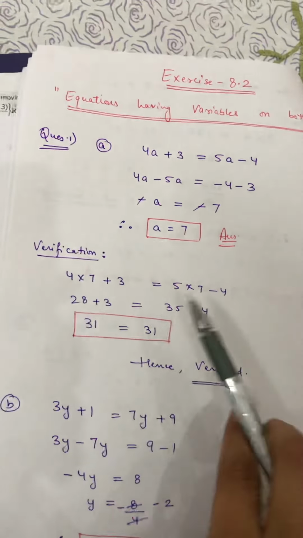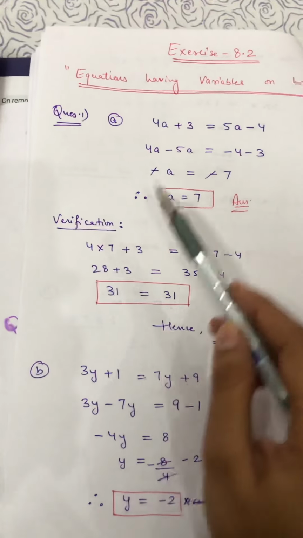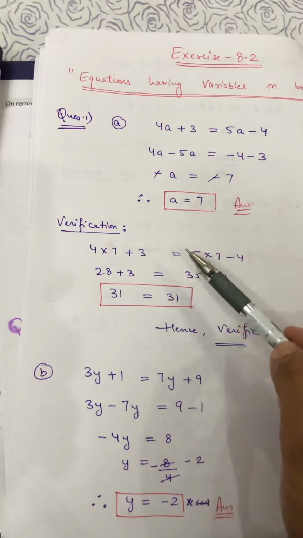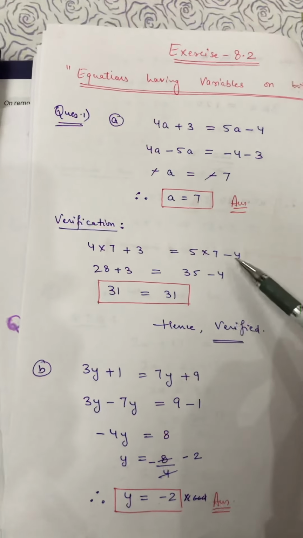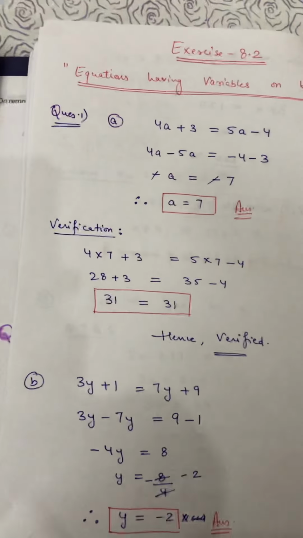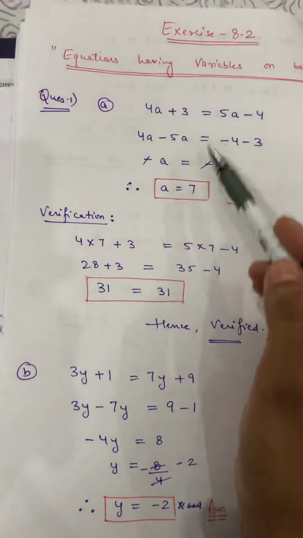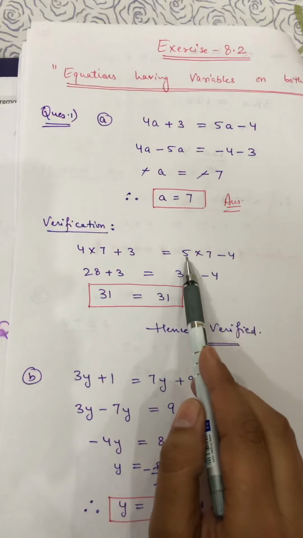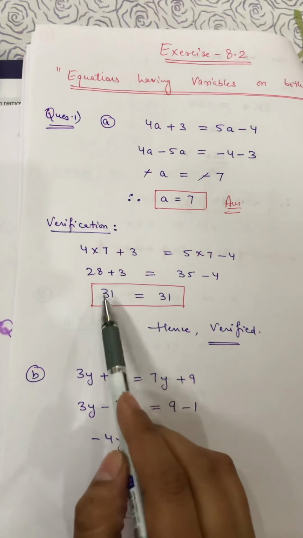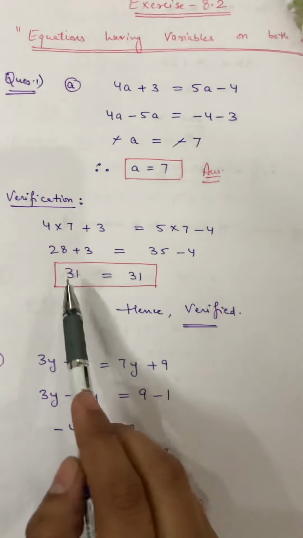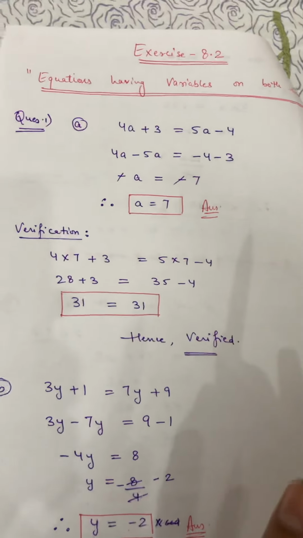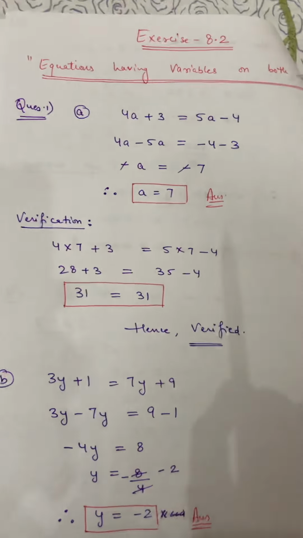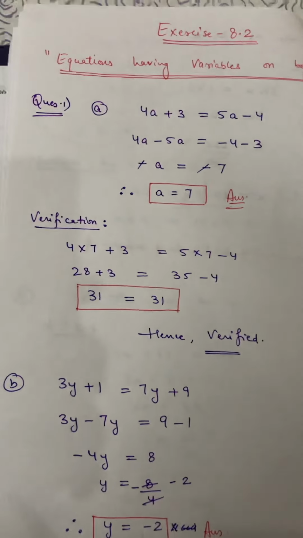Now you have to verify the question. Verification: in place of a, put 7. 4 into 7 plus 3 is equal to 5 into 7 minus 4. In your question, in place of a, just put the value of a. Then 4 into 7 is 28 plus 3, it is 31, and 5 into 7 is 35 minus 4, it is also 31. So left hand side and right hand side are equal, they are the same. Hence it is verified. Your answer is correct if both are the same. This means you have verified your question.